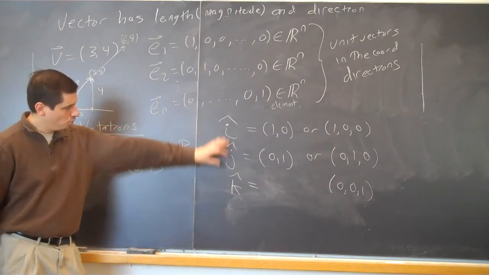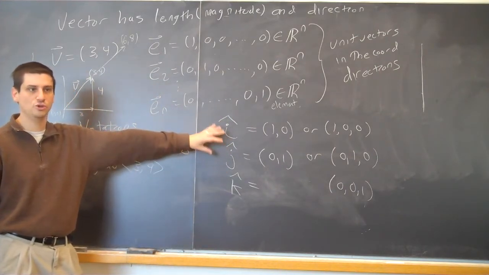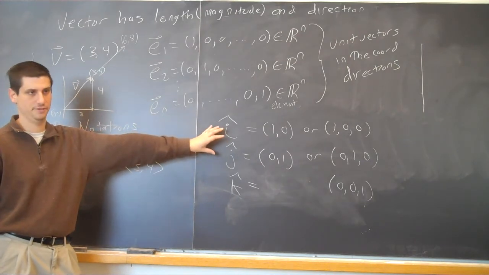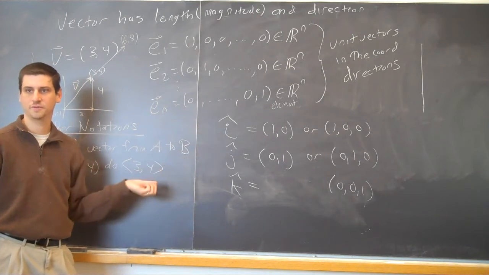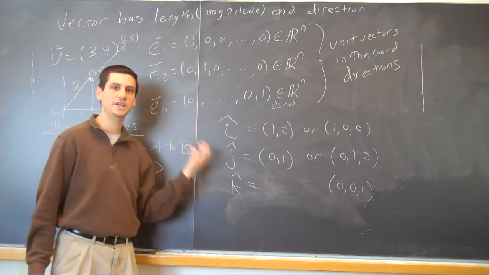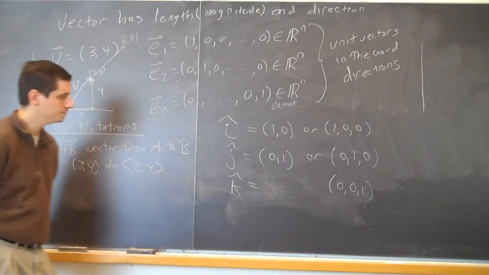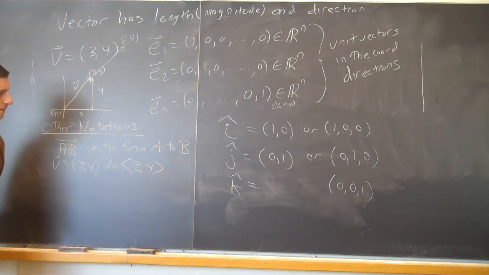So whenever you see i hat and j hat, you have to look from context where we live. Okay? I really don't like the i hat, j hat, k hat notation, but you should be aware that it exists. Any other questions about this notation here?